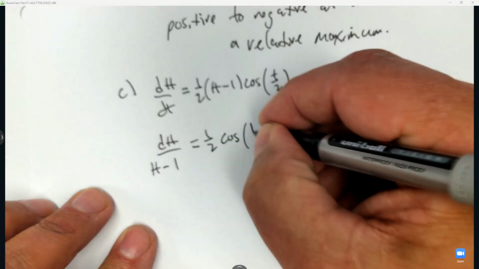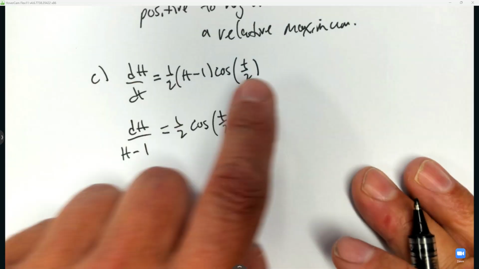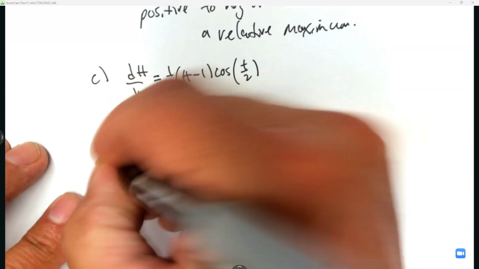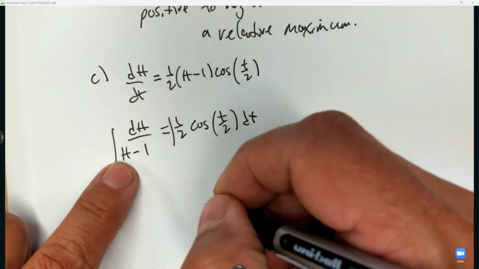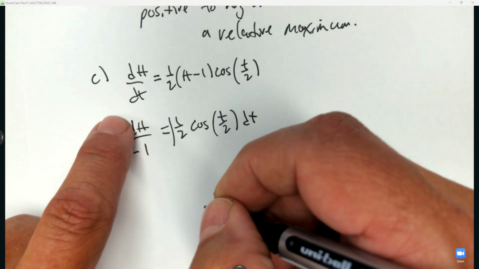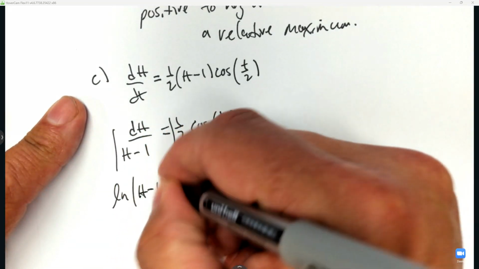So this is what it will look like when I separate the variables. There's step 1. So I multiplied by dt, I divided by h minus 1. We're good to go. We're going to integrate this next. The left side is a logarithm. If you take the derivative of the denominator, it matches the top. It doesn't need a hook. Make sure you remember the absolute value bars.